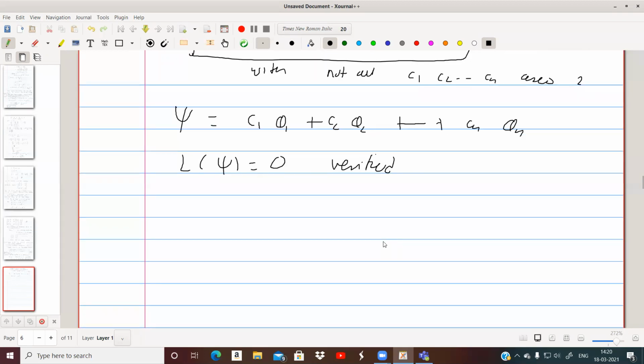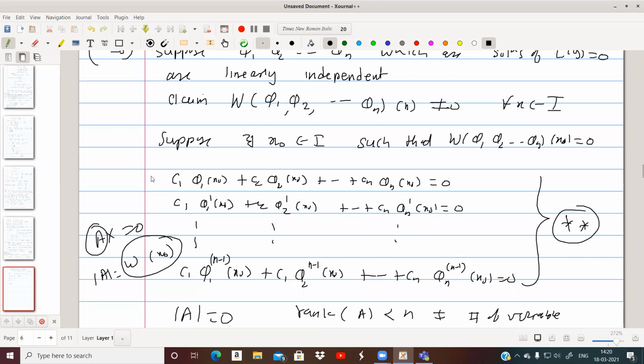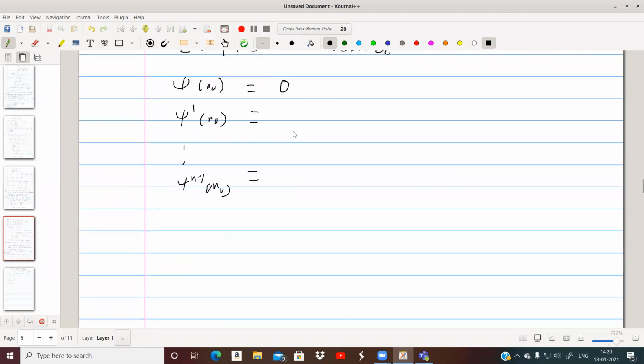And what is psi at x naught, psi dash at x naught, and so on, up to psi n minus 1 at x naught? From the above double star equations, psi at x naught is C1 phi1 at x naught, C2 phi2 at x naught, Cn phi n at x naught, which is 0; we see this in the double star equations above. This is your psi at x naught, psi dash at x naught, and so on. So everything is going to 0 there.